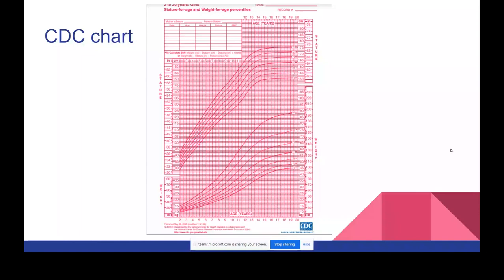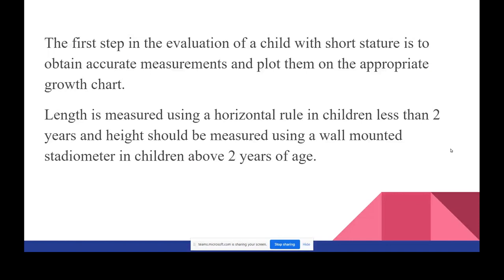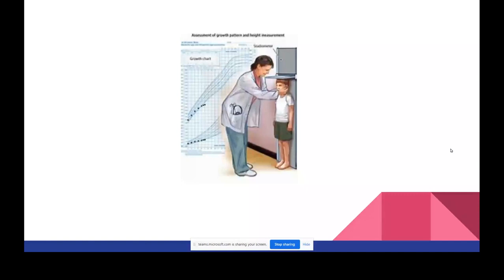The first step in the evaluation of a child with a short stature is to obtain accurate measurements and plot them on the appropriate growth chart. In our setup, for children less than 2 years we measure using a horizontal rule, and for children above 2 years we use a stadiometer to get their accurate height. All of you can see the stadiometer we use. There are certain rules that we follow to measure the correct height of the patient.